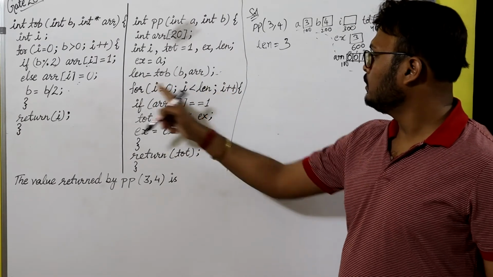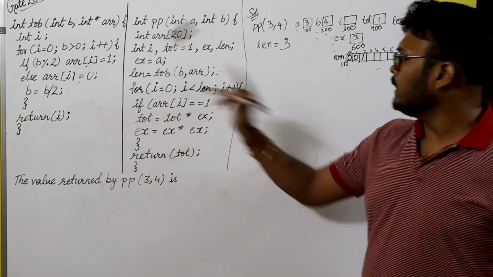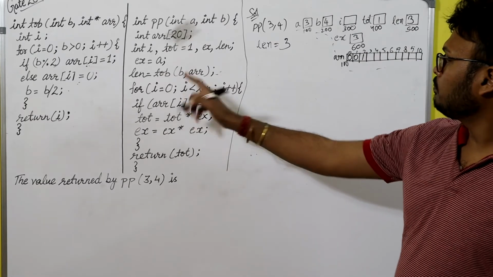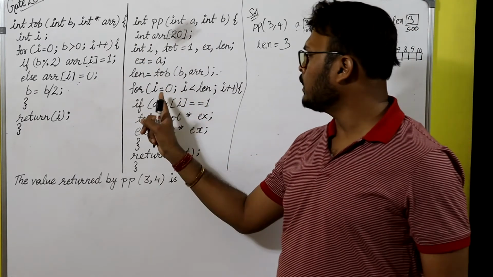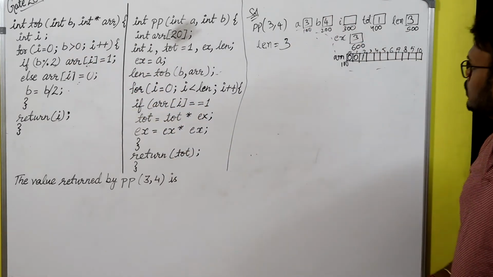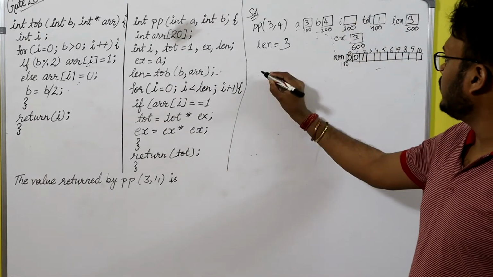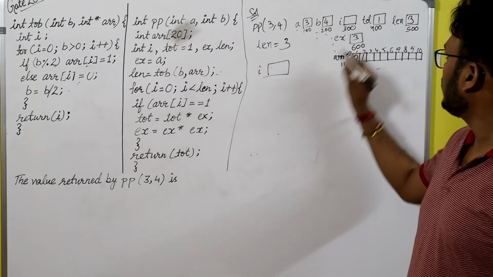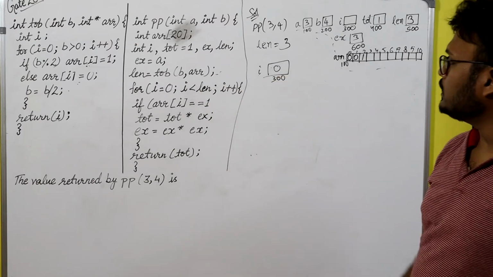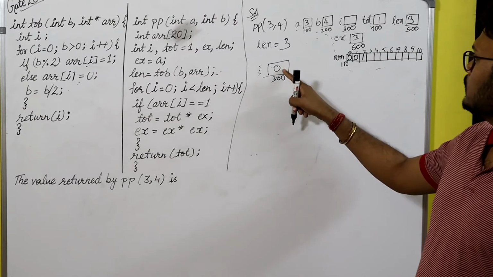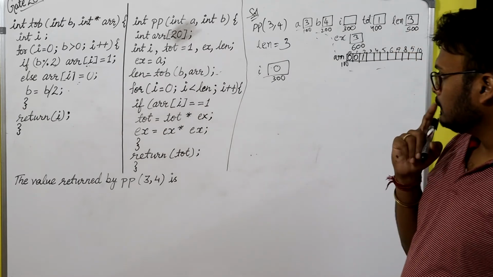So now again after this, let's go to the for loop part. So for I is equal to 0. This time this I is local to this PP function. So don't confuse it with this I. This time I am talking about this I. Let me write I here. So for I is equal to 0, the value of I is 0. I less than n. Yes, 0 is less than 3. Fine. So execute this if part.